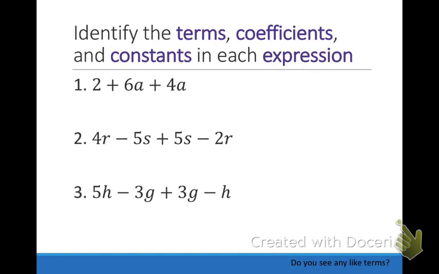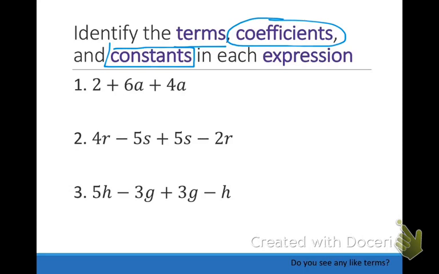So, can you identify those pieces of these three expressions here? Please pause the video in just a moment, and I want you to underline the terms, circle the coefficients, and put a box around the constants. So underline the terms, circle the coefficients, and put a box around the constants. Please pause your video and do that now.